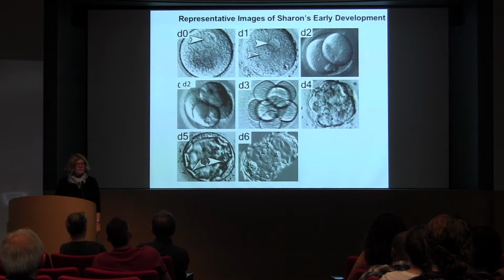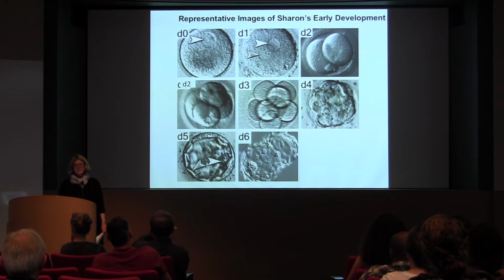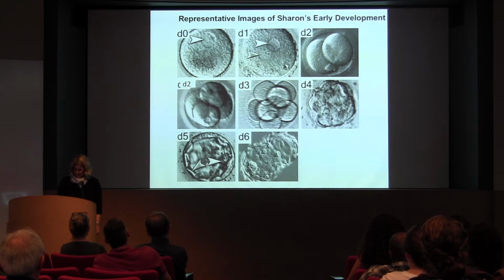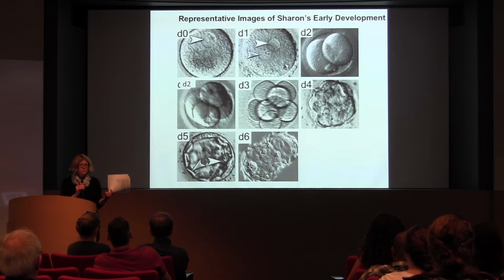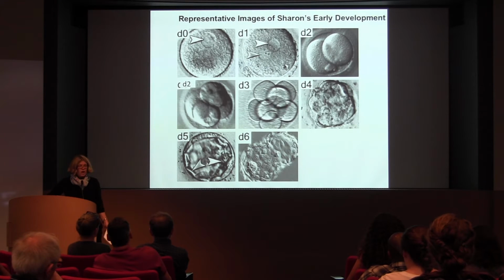I thought I would begin with representative images of Sharon's early development. So what you see on this slide, beginning on day 0, is the immature oocyte that was probably not completely programmed yet to begin Sharon. On day 1, you see a fertilized egg. The two pronuclei migrate towards each other, and as they're migrating towards each other, they're going through this extensive process of reprogramming of the epigenetic information.